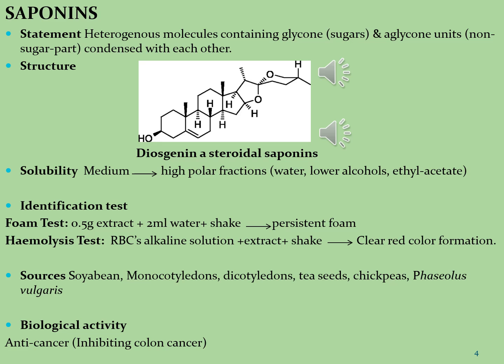saponins. The second test is the hemolysis test. In this test, red blood cells in alkaline solution are added to the extract of saponins and then shaken. We observe a cleared color formation, which indicates the presence of saponin molecules. Saponins are isolated from different sources, and those sources are soybeans, monocotyledons, dicotyledons, tea seeds, chickpeas, and Celosia vulgaris. Saponins also have biological activity. These act as an anti-cancer agent that inhibits colon cancer.